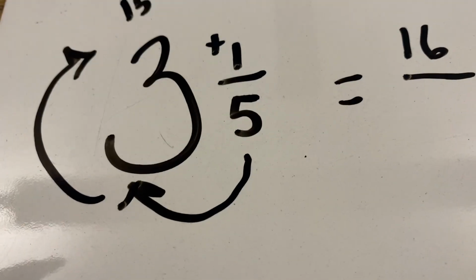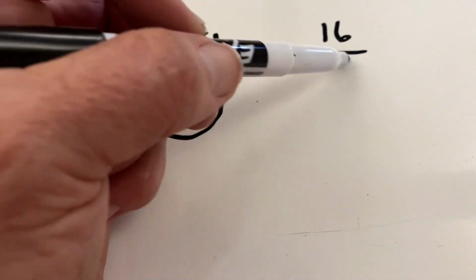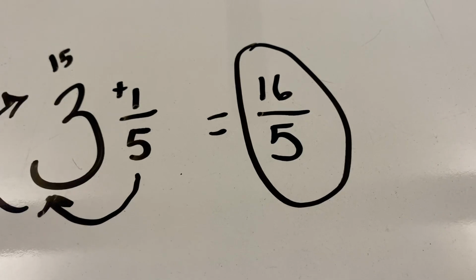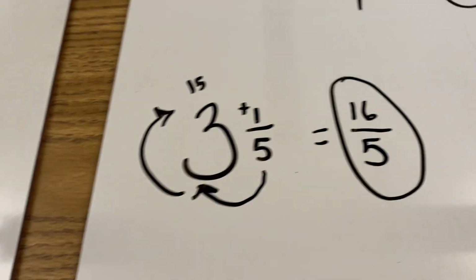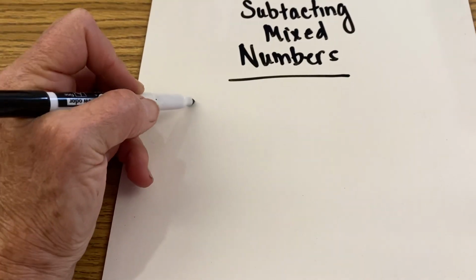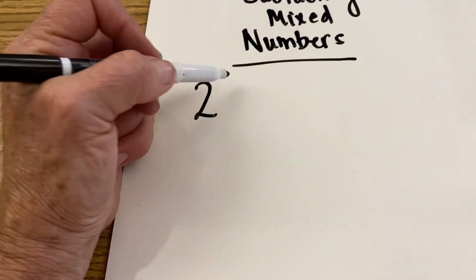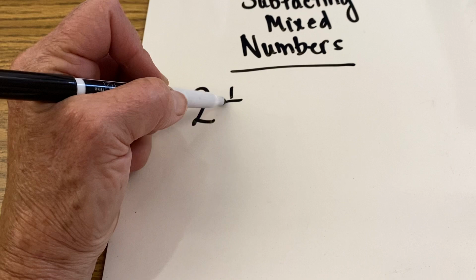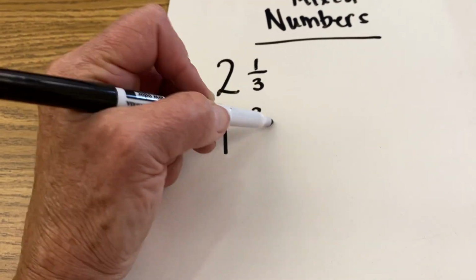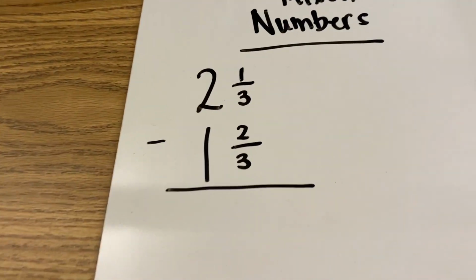And does the denominator change? Nope, it does not change, okay? So that's how you go from a mixed number to an improper fraction. All right, there's one more thing I wanted to review, and that's subtracting mixed numbers. So let's say we have 2 1/3, and we're trying to subtract 1 2/3, okay?